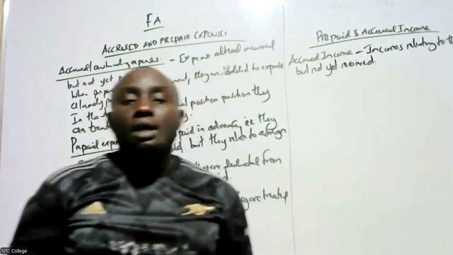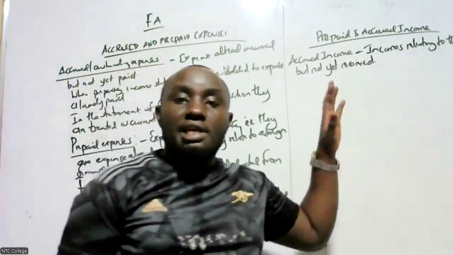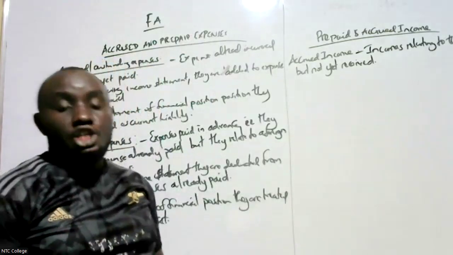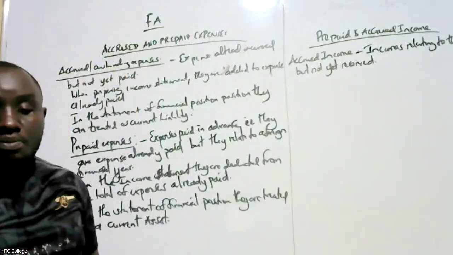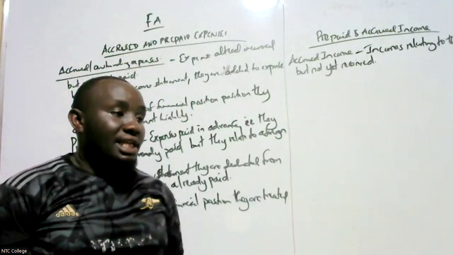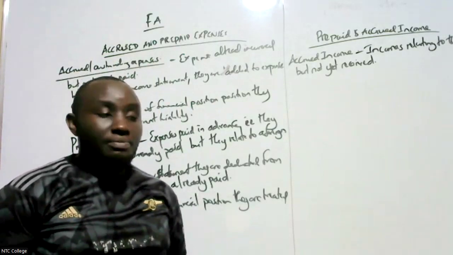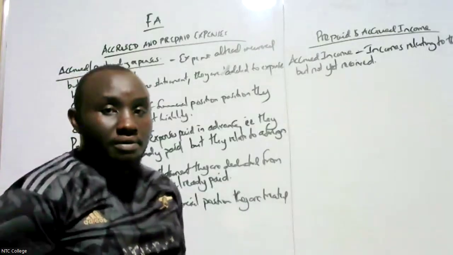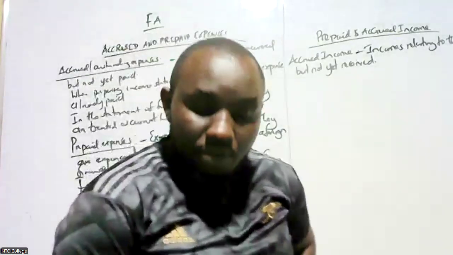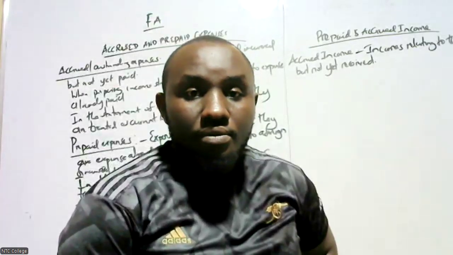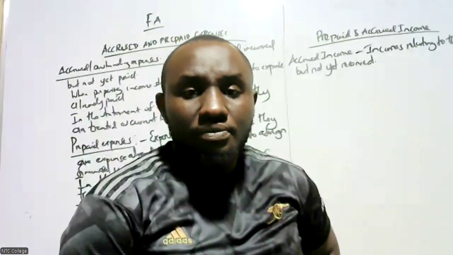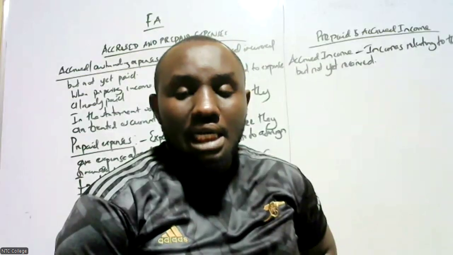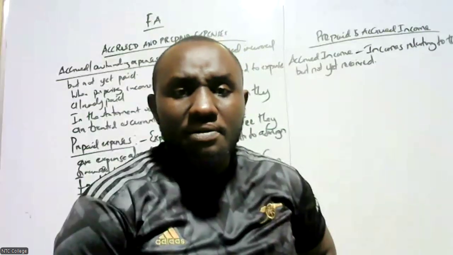How would you treat them in the income statement, and how would you treat them in the statement of financial position? In the statement of financial position, that is accrued income. How would you go about them? In the statement of financial position, you treat them as receivables. In the balance sheet, it is treated as a receivable. What about in the income statement?